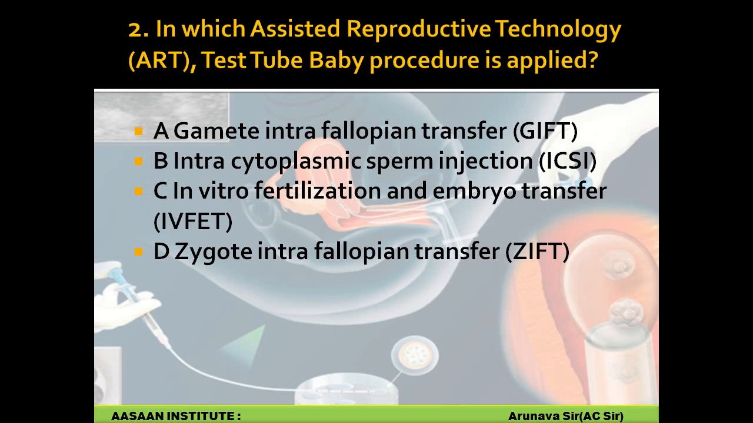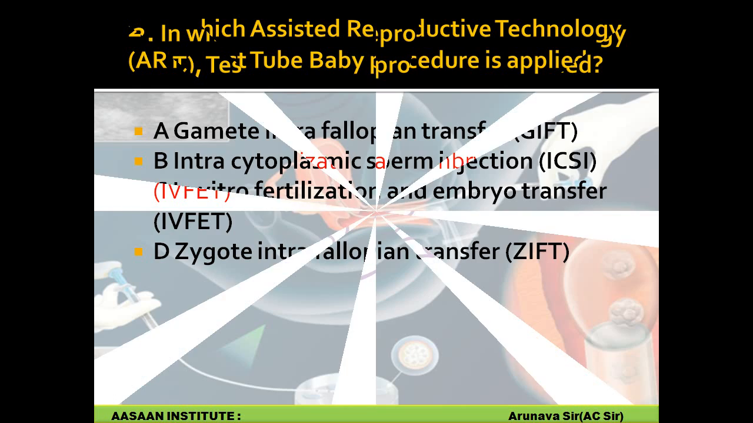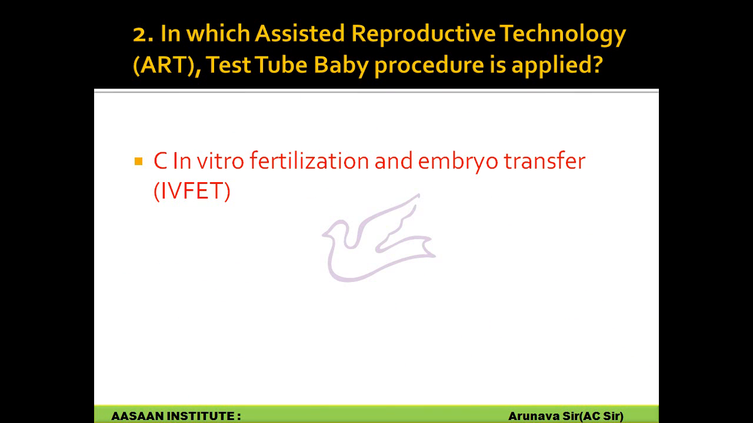So in question number 2, in which assisted reproductive technology ART is test tube baby production applied? Most commonly in vitro fertilization technique for test tube baby. Okay, the clue of the question is test tube baby. So for our question number 2, the right option is C.